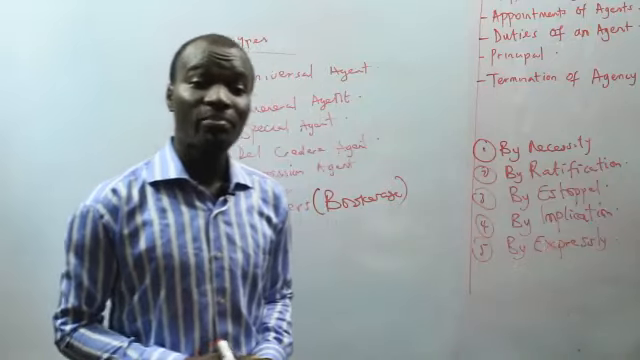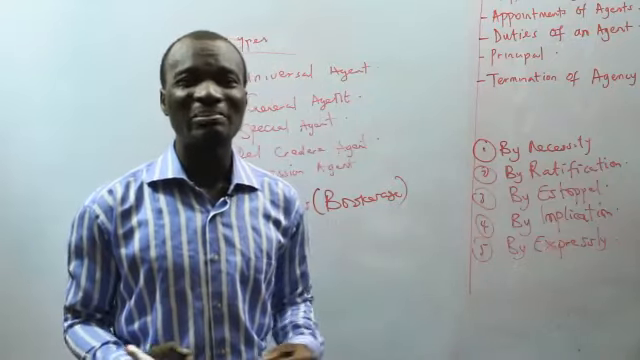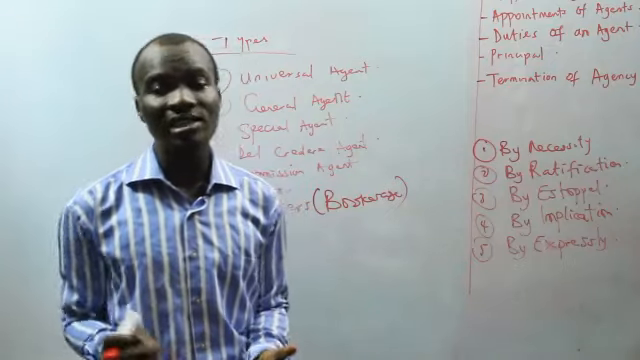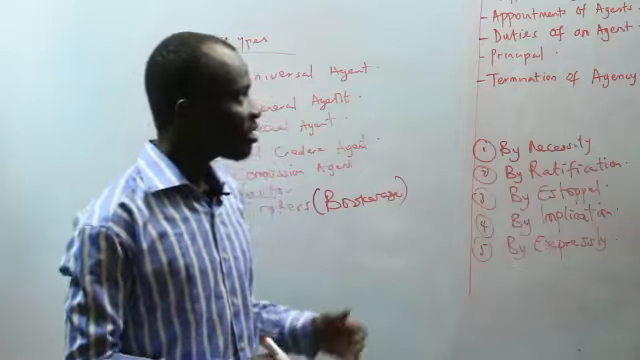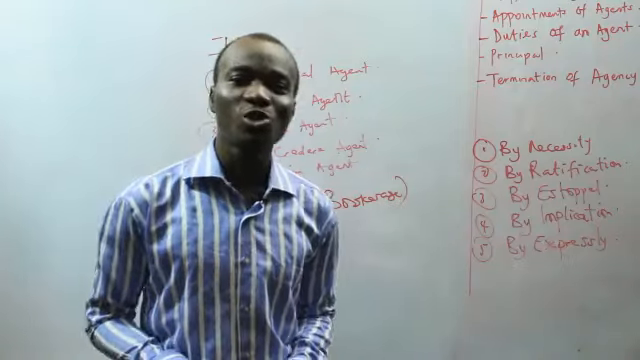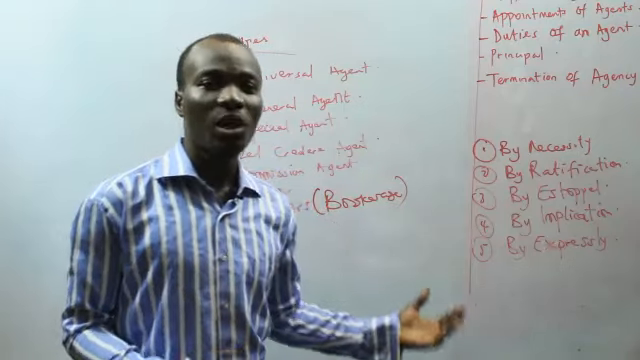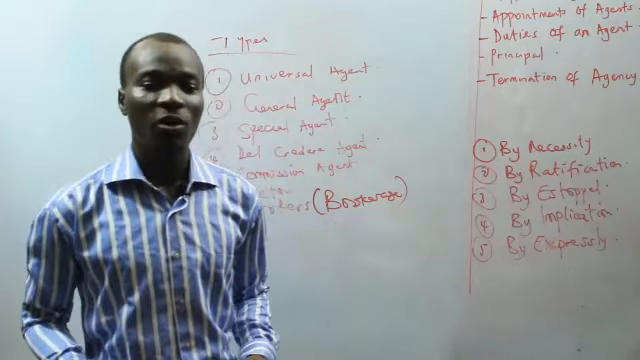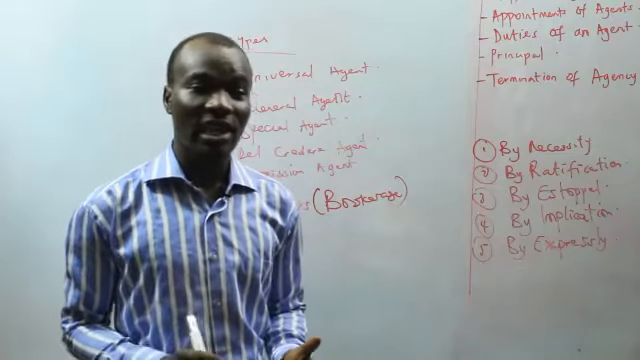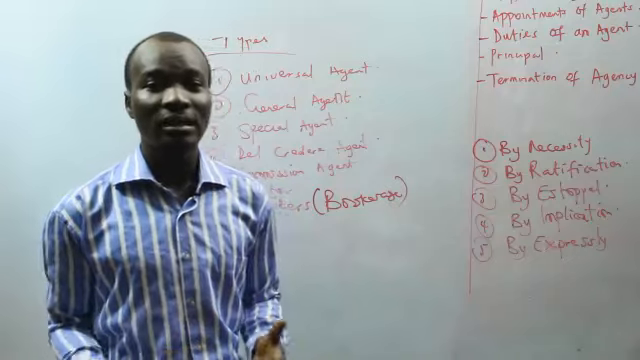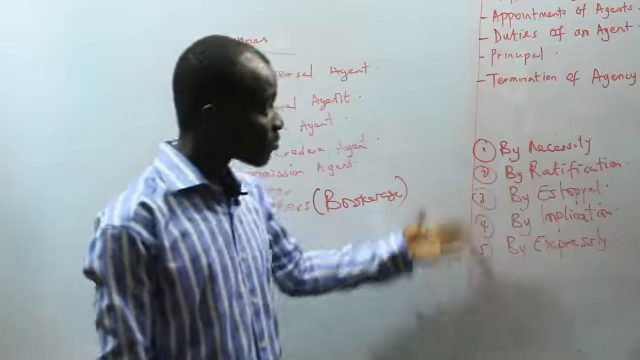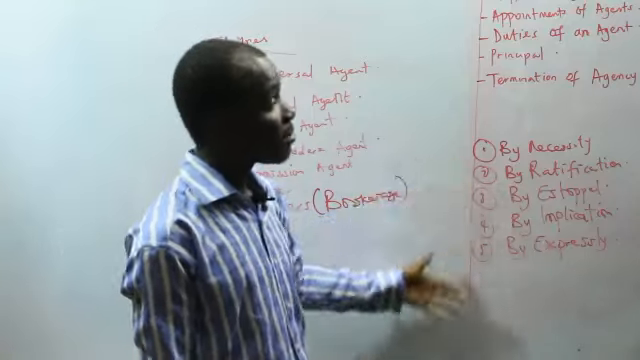Now the next one we have is by express appointment. This is when the parties to the agency expressly have the terms of the agency written down. That means both the principal and the agent know that they are going into a contractual agreement. So the terms of the agency will be written down by both parties. So these are the ways in which an agent can be appointed.